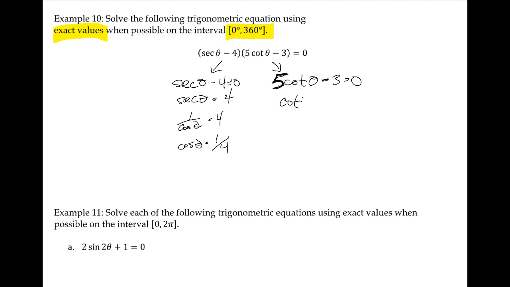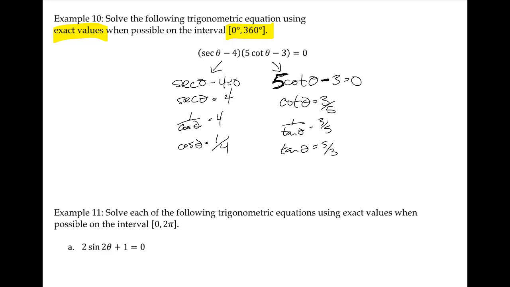So cotangent theta equals 3/5. Again, this is subtraction. Okay, and so then I recognize 1 over tan theta equals 3/5, or tan theta equals 5/3. So in both of these cases, these are not special angles, so I am going to use my calculator.